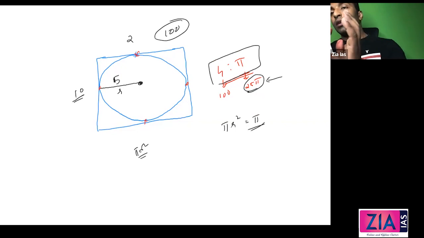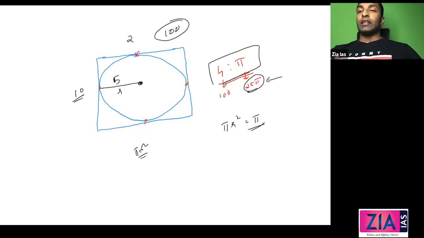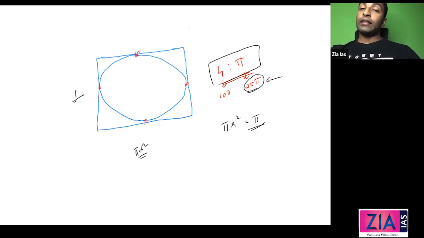Okay, so you don't want to do this every time, because there are a lot of situations where you can apply this logic and simply get the answer. 4 pi, just remember this ratio. Outside if it is 100, inside it will be pi. Outside 4, inside pi. Outside 100, 25 pi. Okay, 40, 10 pi. 200, 50 pi.